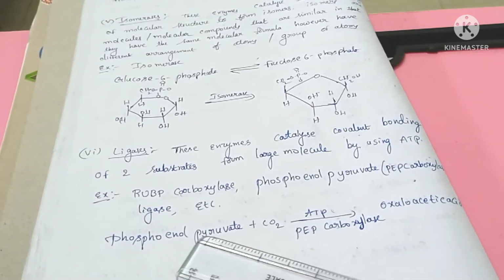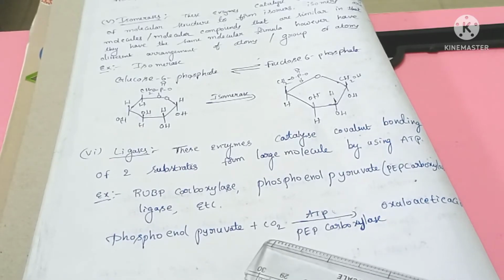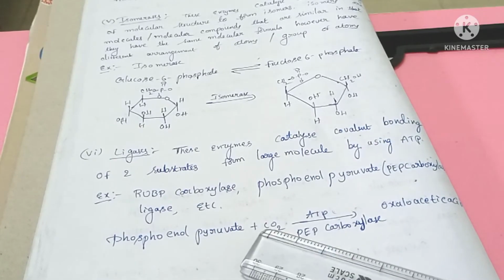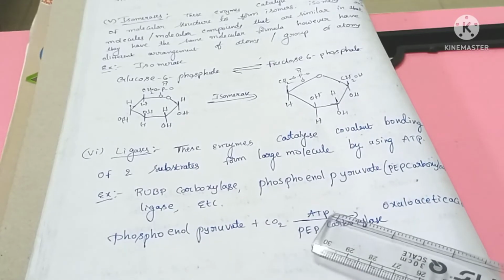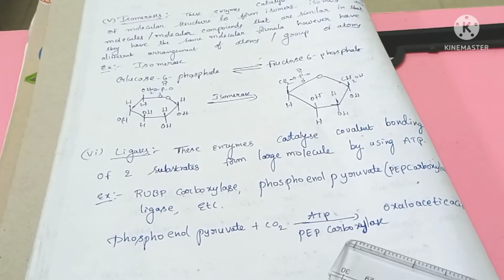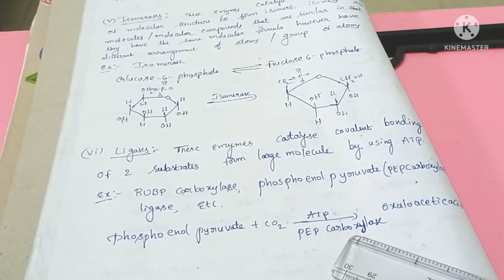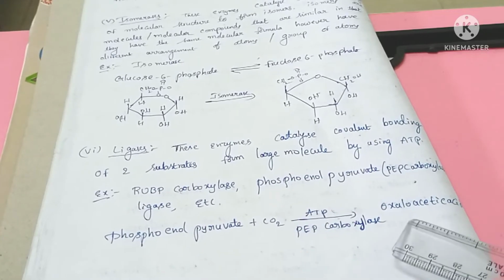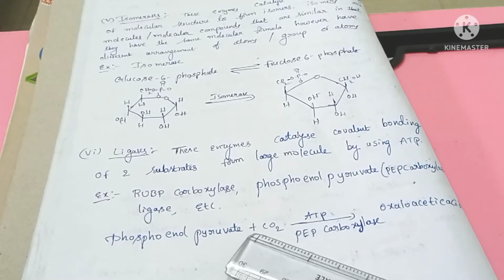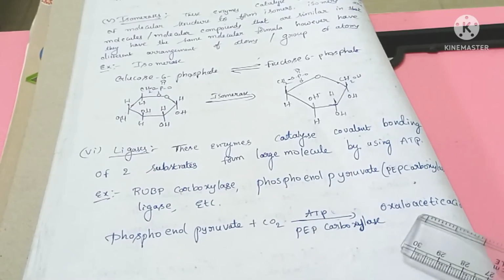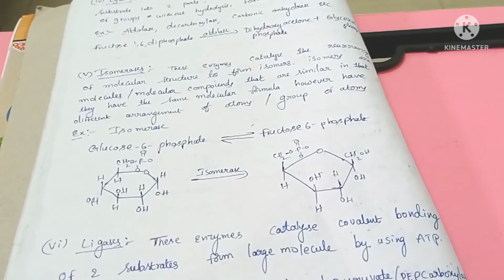If you see the equation, phosphoenol pyruvate is combined with carbon dioxide. The carbon dioxide is attached to the phosphoenol pyruvate by using ATP in the presence of the enzyme phosphoenol pyruvate carboxylase, and finally it is converted into oxaloacetic acid. So these are the 6 classes of enzymes.